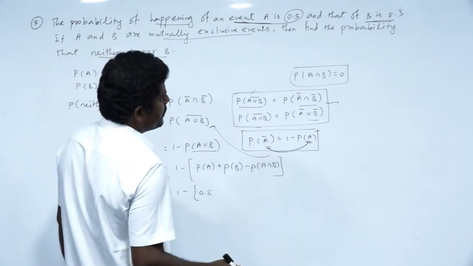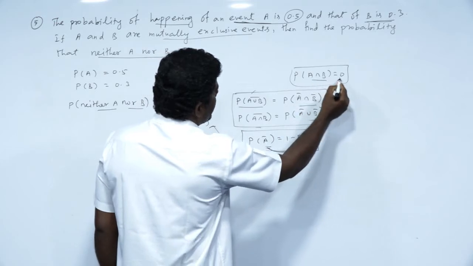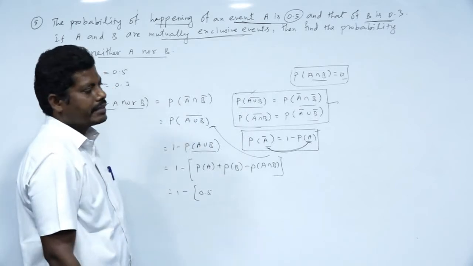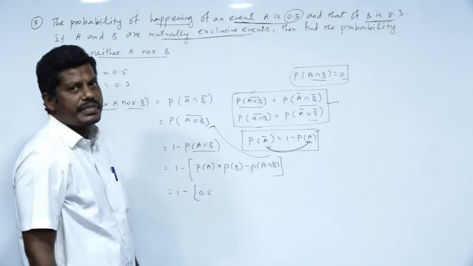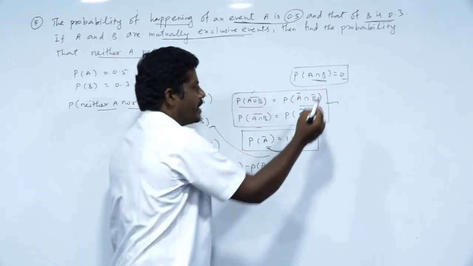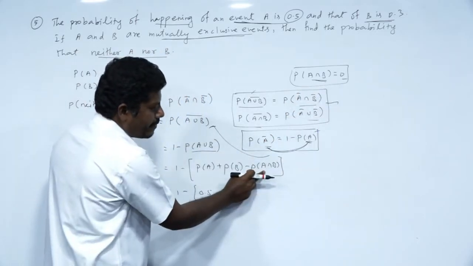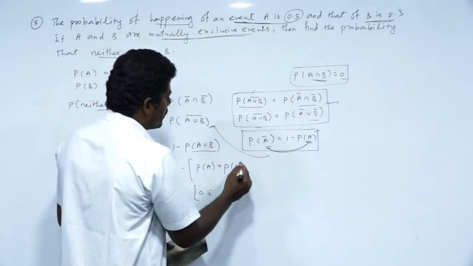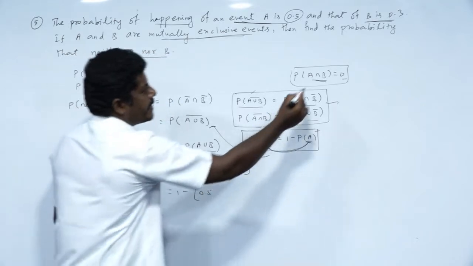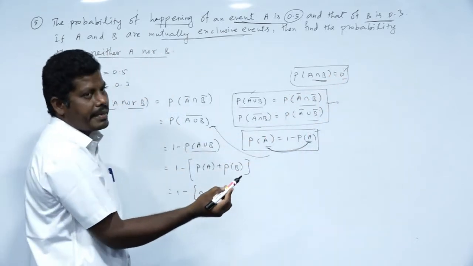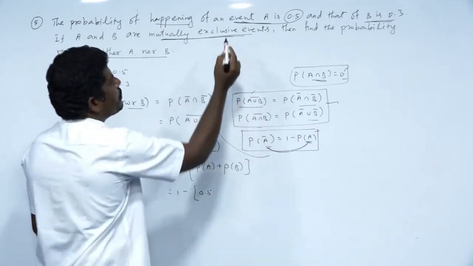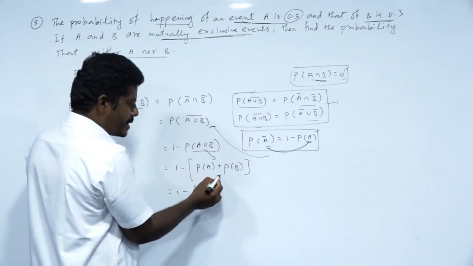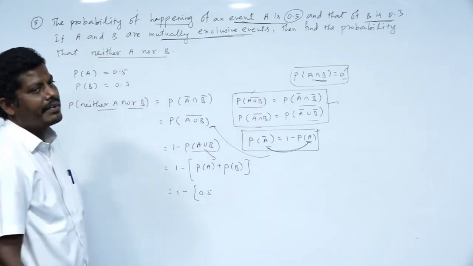Here, listen, my dear students. Here probability of A intersection B value is 0 because A and B are mutually exclusive events. Therefore, probability of A intersection B value is 0, so 0 will come. So no need to write that, my dear students. So writing the formula for A union B as probability of A plus probability of B is enough. No need for probability of A intersection B.